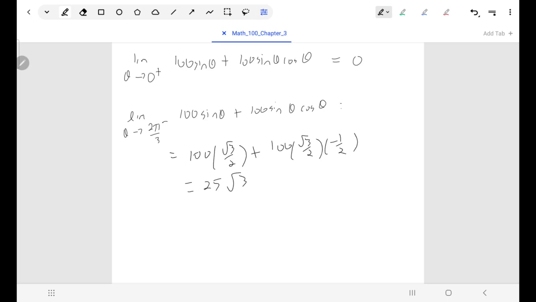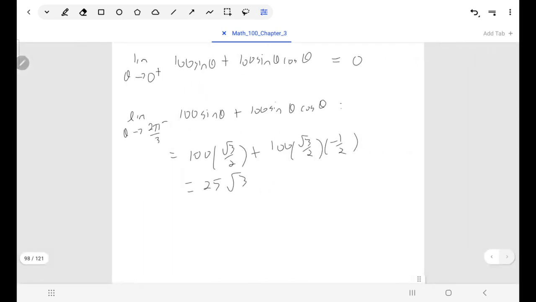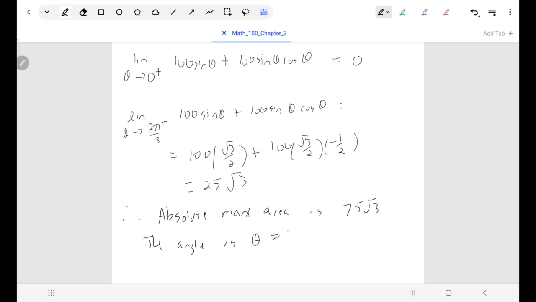And so we have now 3 options that we saw. We had that our critical number of pi over 3 was a relative maximum, and the value we had for that relative maximum was 75 root 3. And at the endpoints, we're either getting an area getting close to 0 or close to 25 root 3, neither of which is bigger. So I can say now the absolute maximum area is 75 root 3, and that happens when the angle is pi over 3.